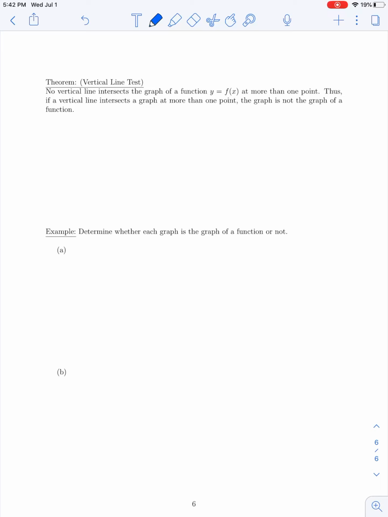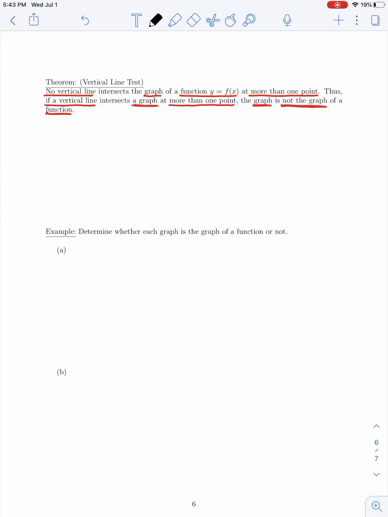Now in the last part of this section, we'll consider a result that involves the graph of a function known as the vertical line test. What this theorem says is that no vertical line will intersect the graph of a function, y equals f of x, at more than one point. Therefore, if we have a vertical line which intersects some curve or graph at more than one point, then that curve or graph is not the graph of a function.